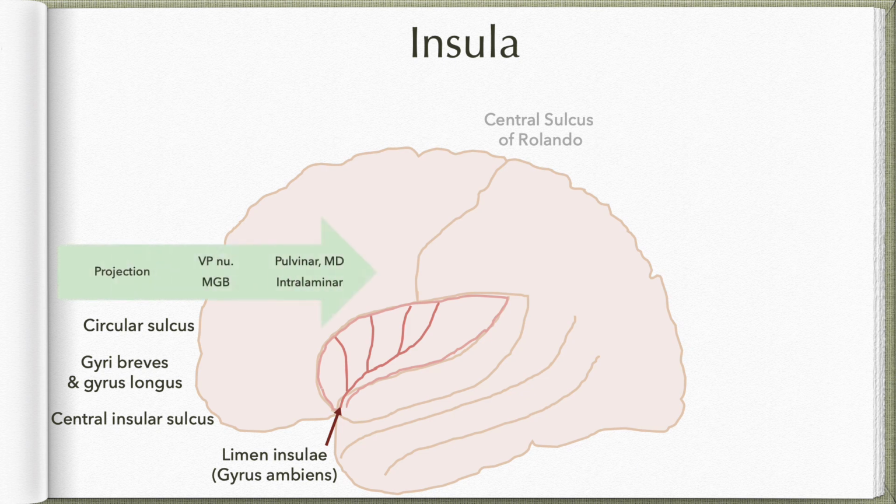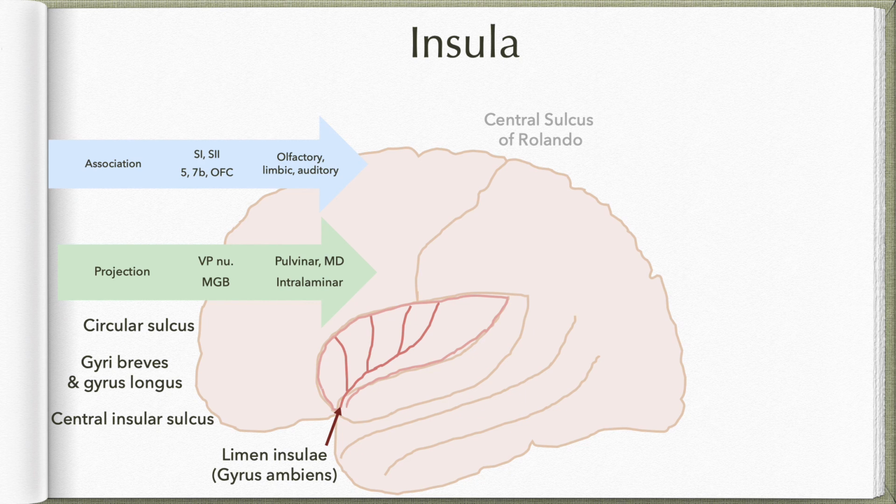Its main input, that is projection input, is from the ventral posterior nucleus of thalamus, medial geniculate body, that is auditory pathway, pulvinar and mediodorsal and intralaminar nuclei of the thalamus. Association input is from the various sensory areas, that is primary as well as secondary sensory areas, sensory association areas, that is area 5 and 7b. It also receives input from orbitofrontal cortex, olfactory areas, limbic and auditory areas.